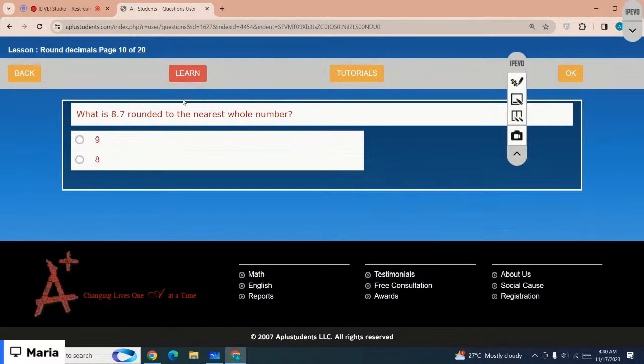So you have 7 after the decimal, right? And 7 is greater than 5. You have to round up, that would be rounded off to 9. The correct option is 9. Got it?